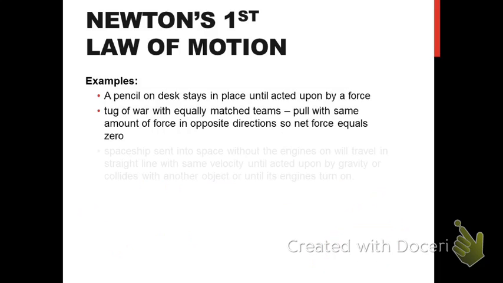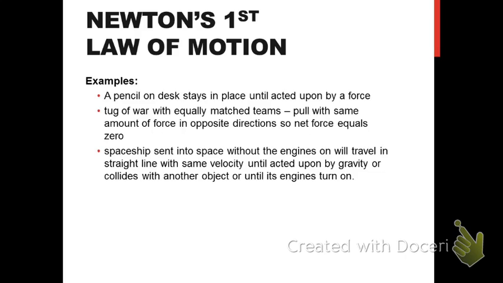And another example of Newton's first law of motion would be a spaceship that is sent into space, and after it's in space, the engines are cut off. The spaceship will continue moving in a straight line with that same velocity until some sort of other forces act on it, such as gravity, or unless it collides with another object, or unless the engines turn on. So all those are examples of Newton's first law. The spaceship's going to keep moving unless it's acted on by some sort of outside force, such as gravity, or unless it collides with another object, or unless the engines decide to turn on and affect the object's motion.